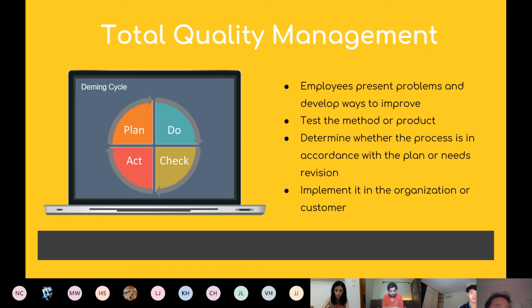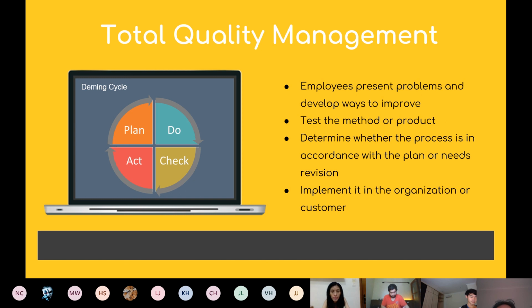Do: the solution in the form of a method or product is then tested. Is it suitable to be applied to the problem? And then check: when tested, determine whether the method or product is suitable for application or still needs revision. And then act: if the method is suitable, then the solution will be implemented in the organization or its customers.